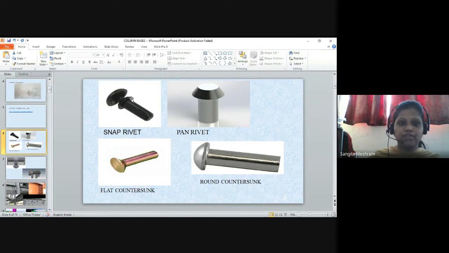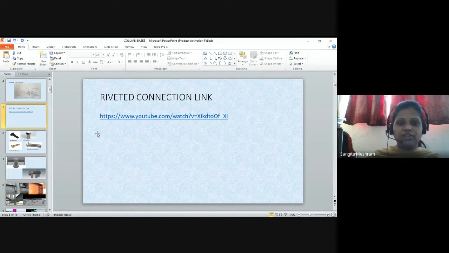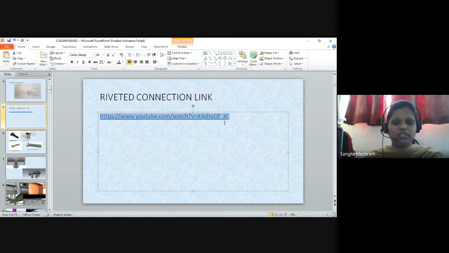This is the snap rivet, which has a rounded head. The pan rivet has a tapered surface. The flat countersunk has a flat surface, and the round countersunk head is a semicircular rounded shape. We will see one video which shows how rivet connections are actually done in the field.